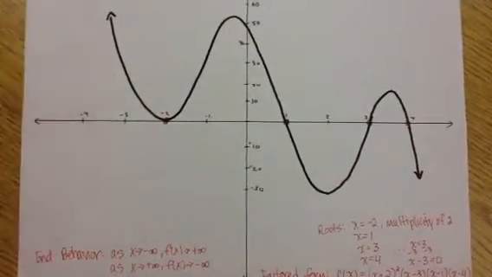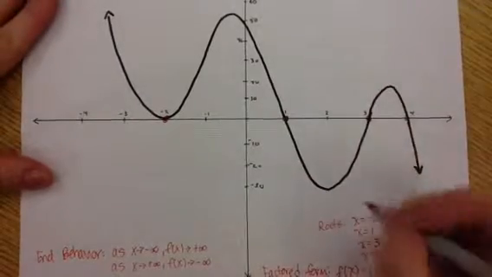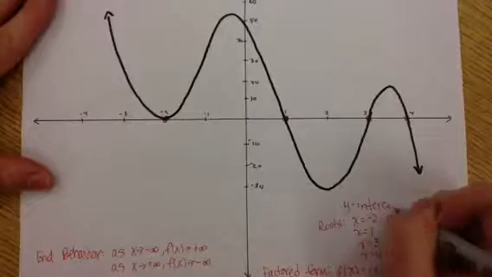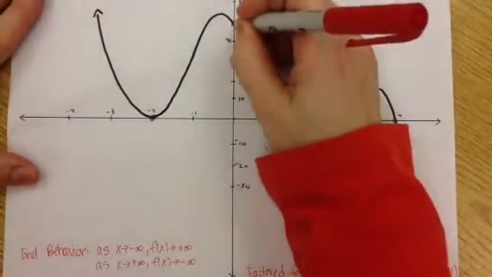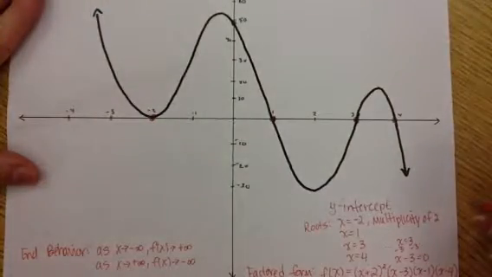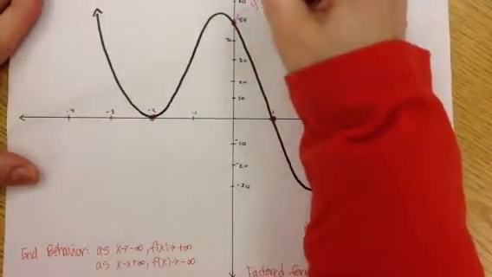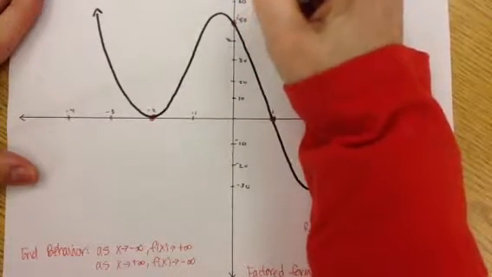Okay, next piece of information we can get out of this graph. How about the y-intercept? The y-intercept is where the graph crosses the y-axis. So that will be right here. Let's just call that y-intercept. I'll label it up here. And we'll just estimate that to be 0.49.